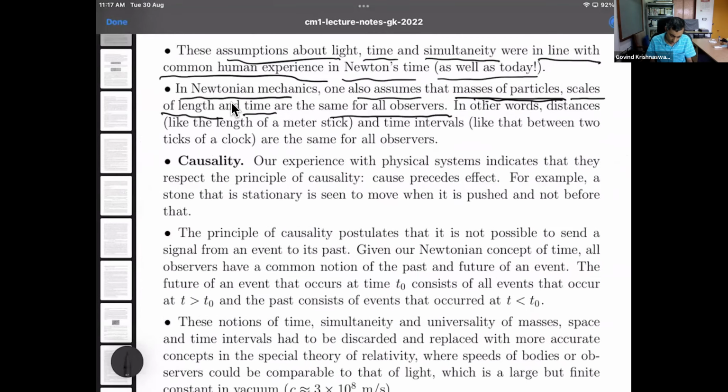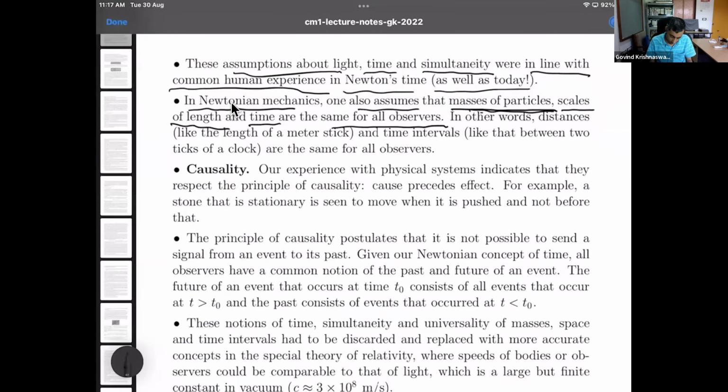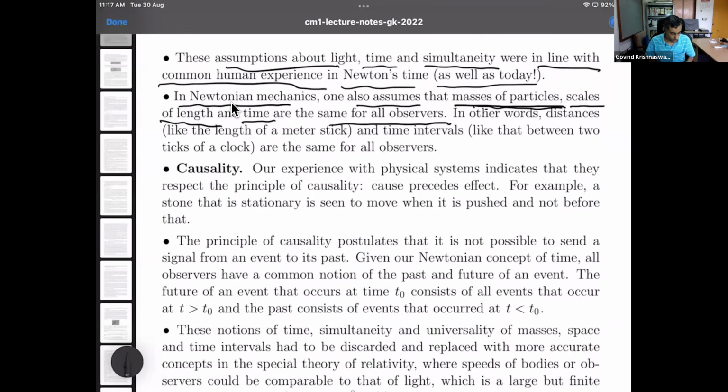In other words, distances, what has happened? Goodness. I have done something bad. Thank you. Okay, my pencil is back in action.